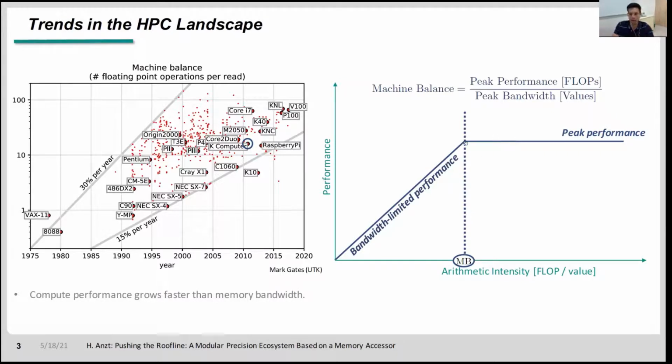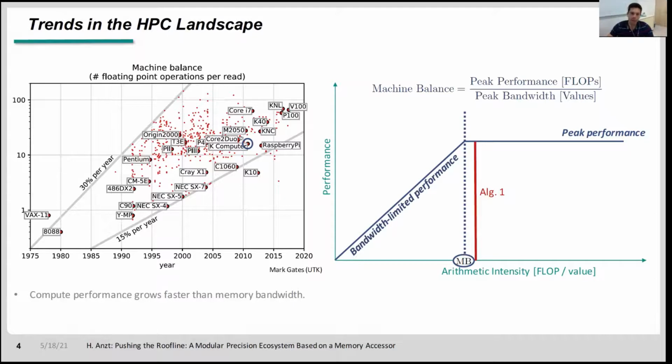Then you have this knee here, and this is exactly the machine balance. If you have an algorithm that has an arithmetic intensity larger than the machine balance, then you should, in theory, achieve peak performance. Modulo, of course, that you have arithmetic imbalance and all these aspects. But in general, this is your upper bound if you have an arithmetic intensity larger than the machine balance. So for example, I have here an algorithm, and that algorithm is achieving peak performance on this computer because it has an arithmetic intensity larger than the machine balance.